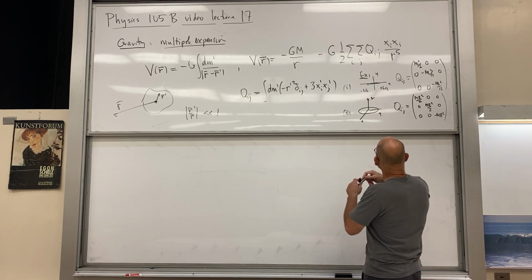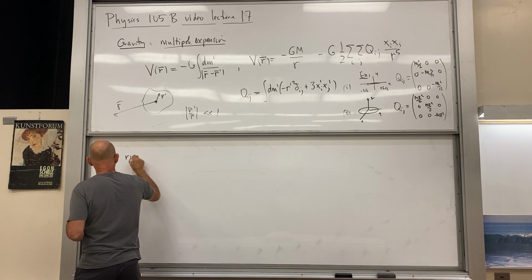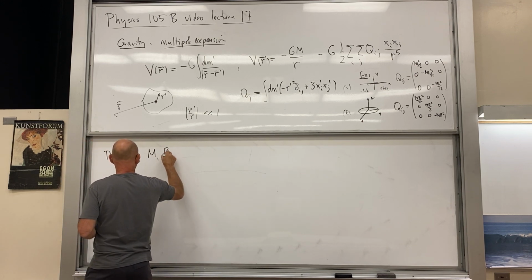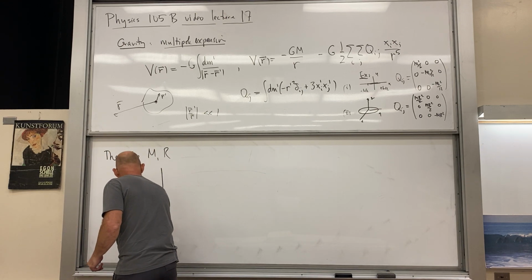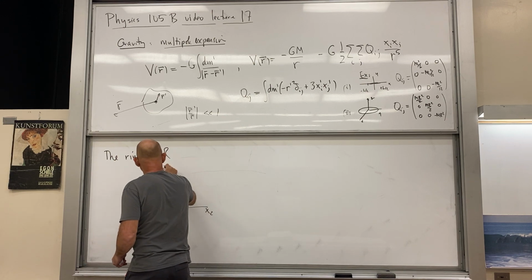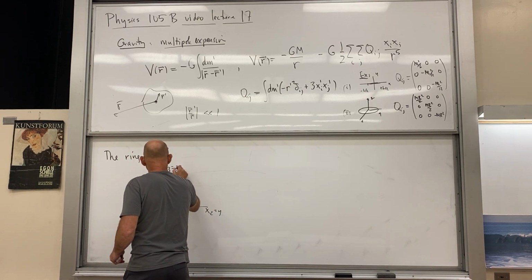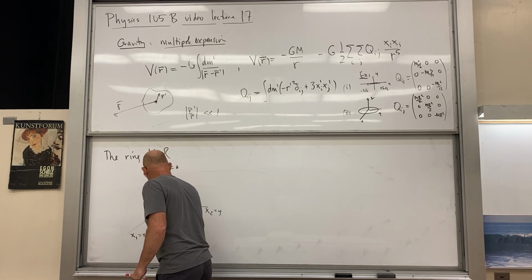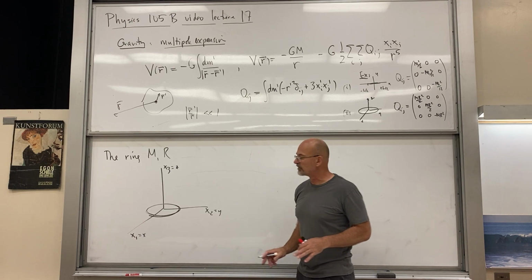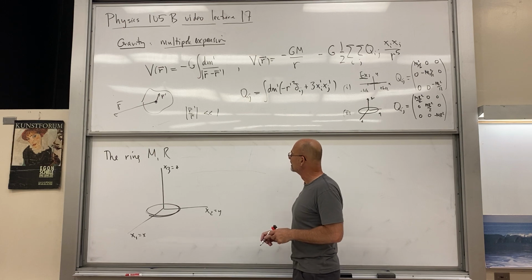So what we're going to do here, since we're doing the ring, we'll draw a larger picture. The ring, M, R, and we'll put that here. So you've got our X1, X2, X3. We can also call them X, Y, and Z if we want. And we've got the ring here. And the result I get in what I'm about to do is going to hold true for the disk just as well as the ring, the homework on the disk. So you've done it.